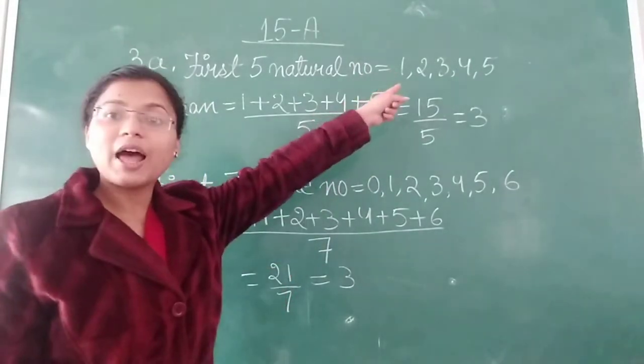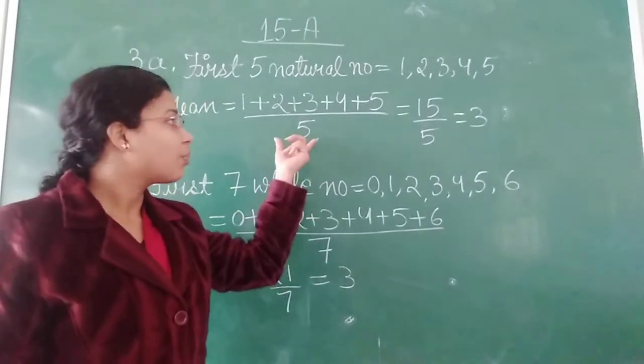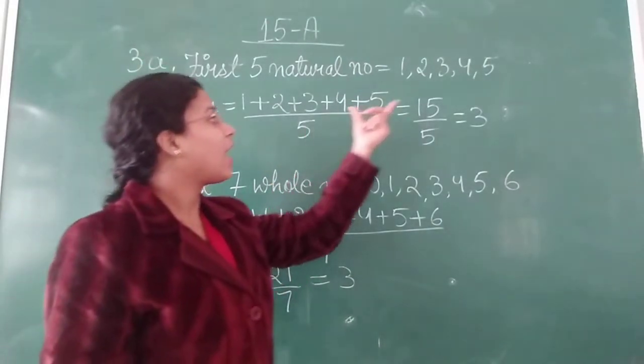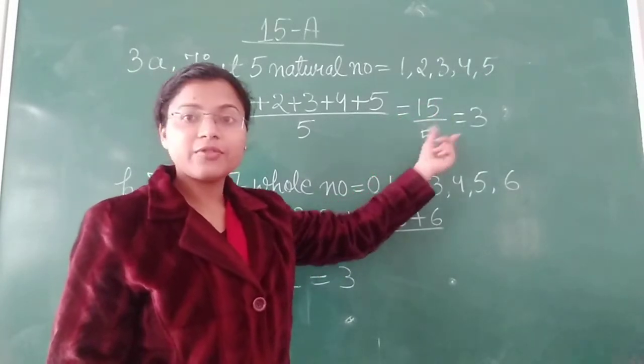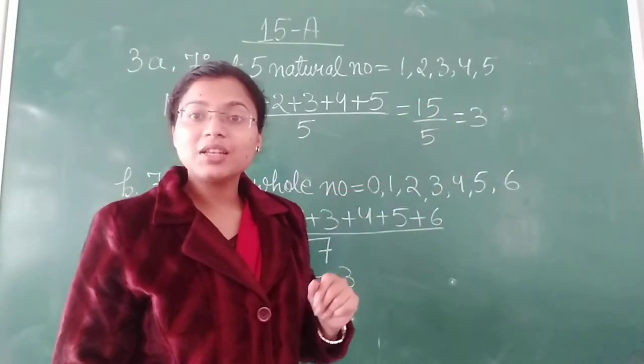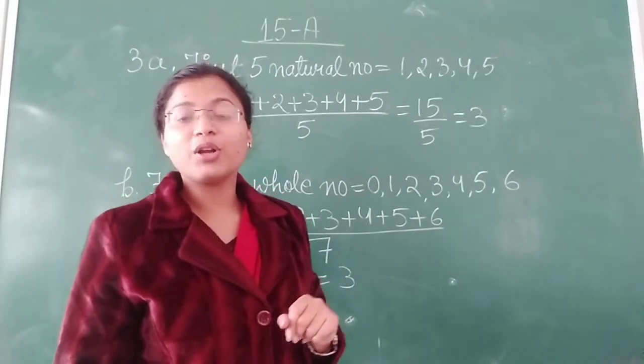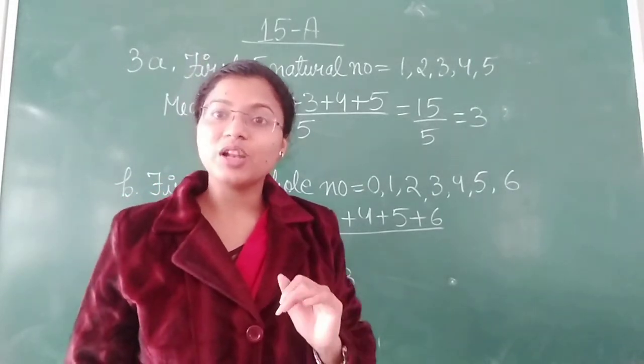So here you are having 5 numbers, so upon 5. When you add them, in the numerator you will get 15, and 15 upon 5 gives you 3, which means 3 is the mean value for the first 5 natural numbers.